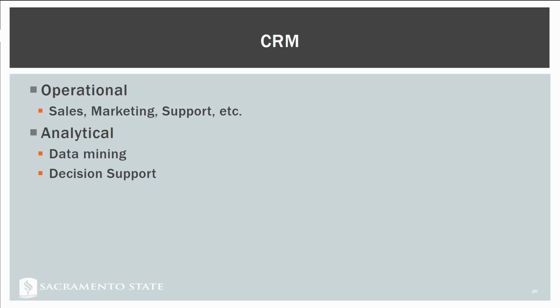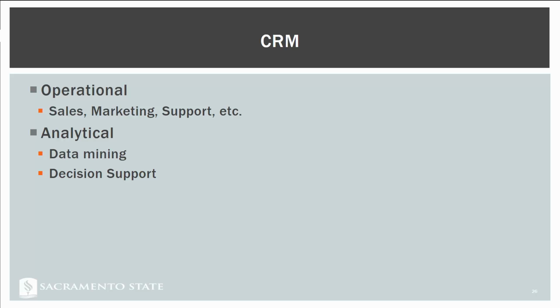So CRM systems can have two different types or two different functionalities. We can think of CRM systems in terms of the operational functionalities, things like how do we manage sales, how do we do our marketing operations, how do we do support for our products and services.